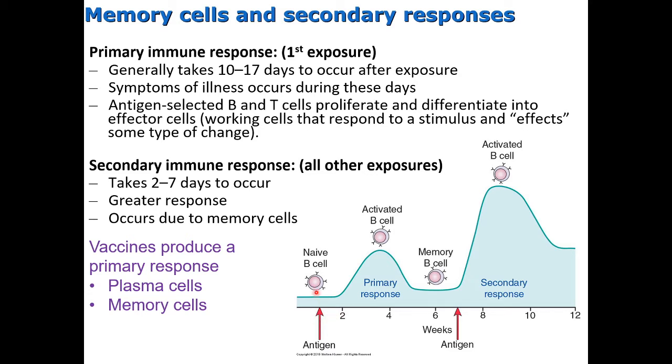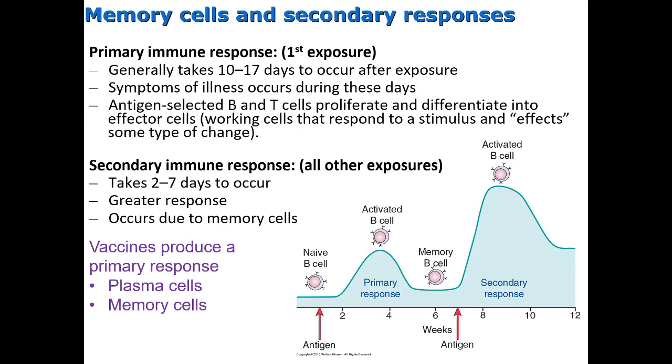So we're showing the antigen is seen by the B cell. The B cells are activated, and that takes 2 to 4 weeks. Generally, within 10 to 17 days, symptoms will begin, and the B cells and the T cells begin proliferating and differentiating into the types of B cells that we've been talking about. Some B cells participate in phagocytosis, some become plasma cells, and some become memory B cells.